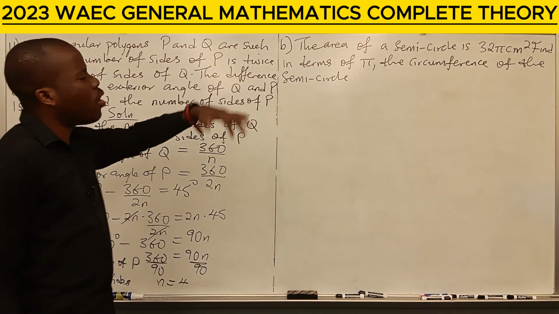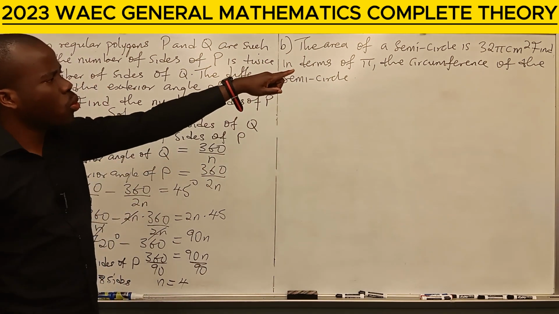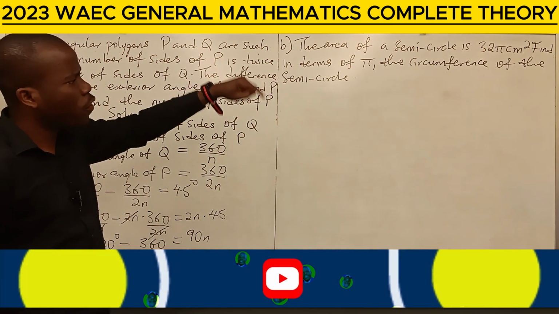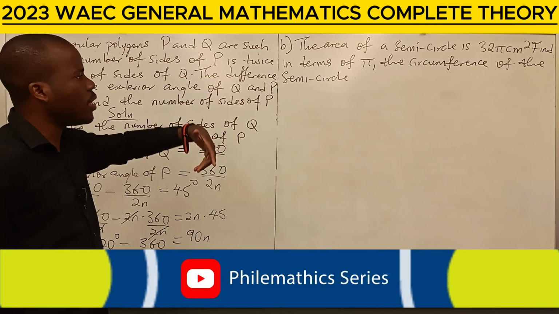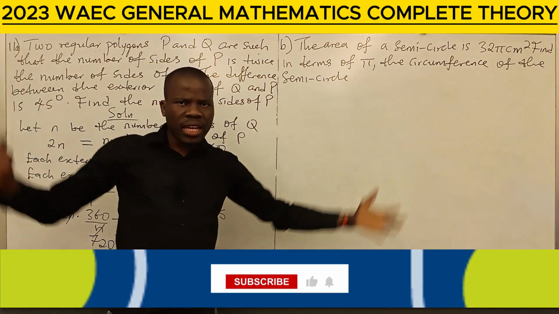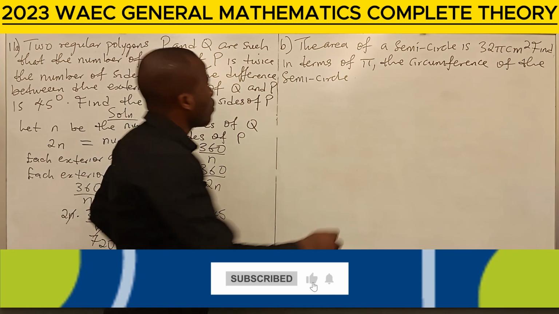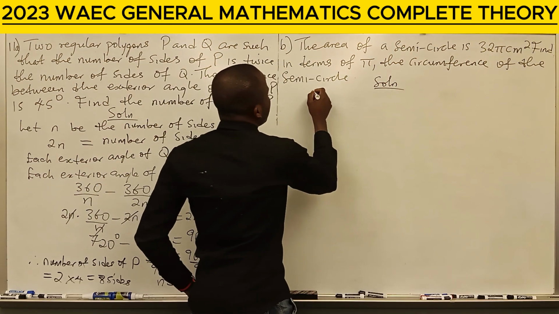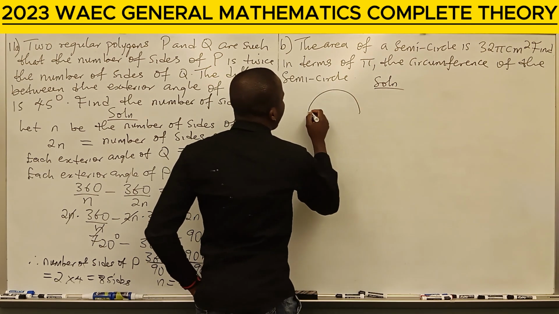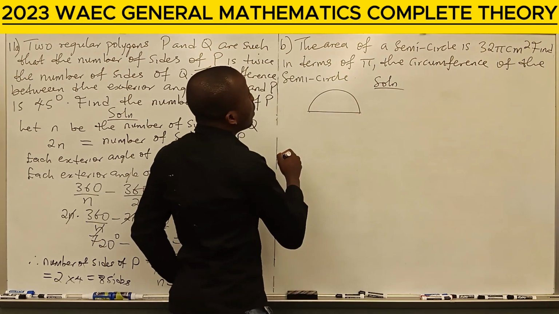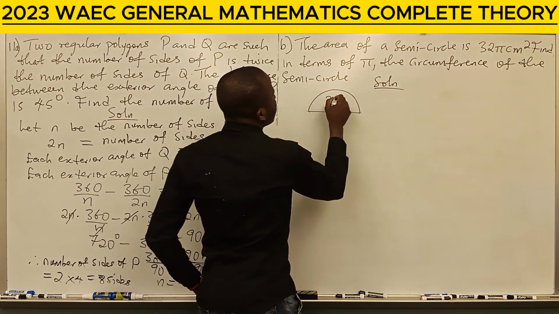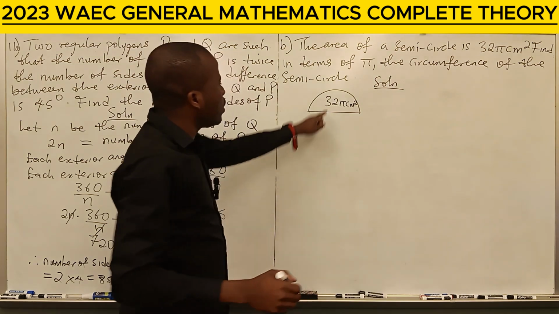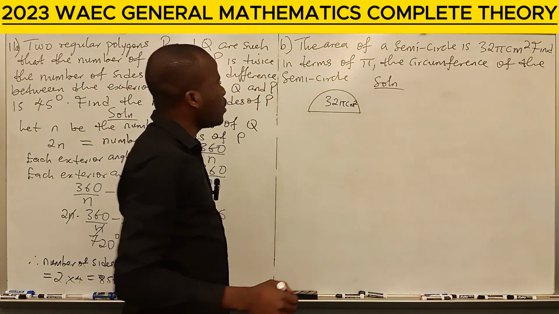B says the area of a semicircle is 32π cm². Find, in terms of π, the circumference of the semicircle, that is, the distance around the semicircle. So if this is the semicircle, we are told that the area is 32π cm². With this area, we can find what r is.